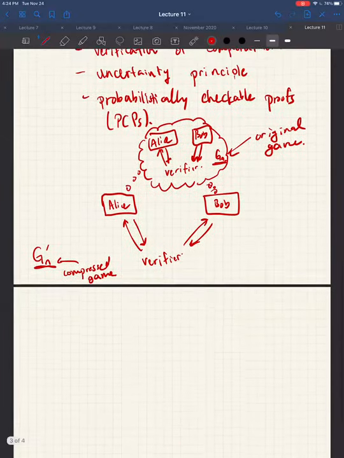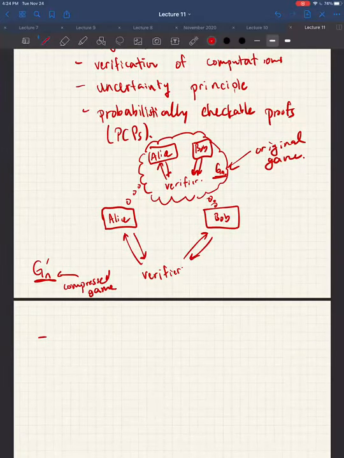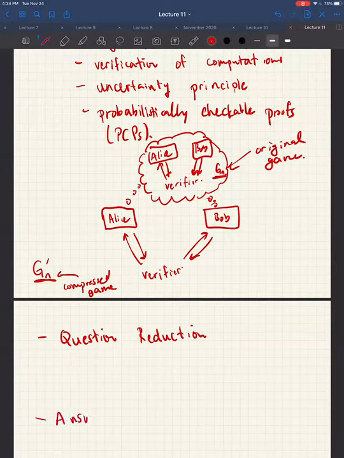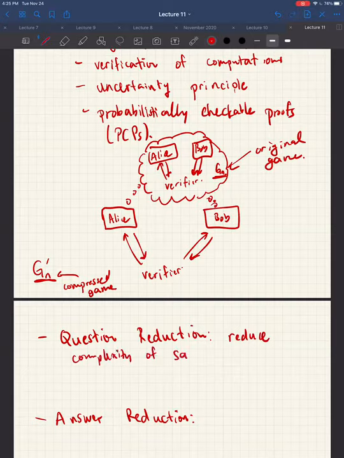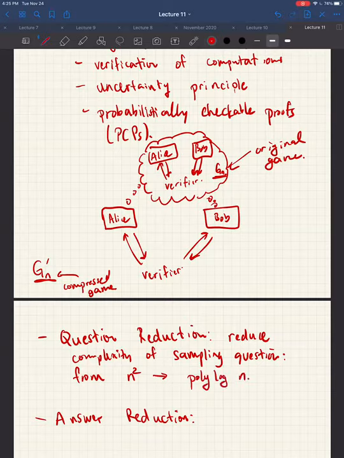There are two steps to this, and we'll break up this lecture into these two steps. The first step is called question reduction, and the second step is called answer reduction. In question reduction, the verifier is going to focus on reducing the complexity of sampling the questions. Originally, it was n squared, because that's what we're assuming is the sampling complexity of Gn, the original game. We're going to reduce it from n squared to polylog n. The decision complexity will remain the same. It'll stay n squared or thereabouts.